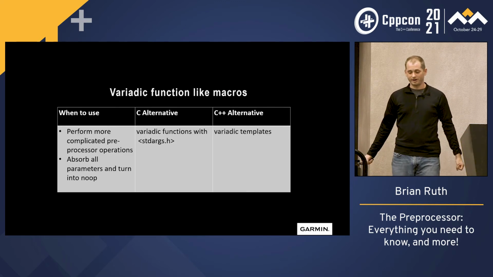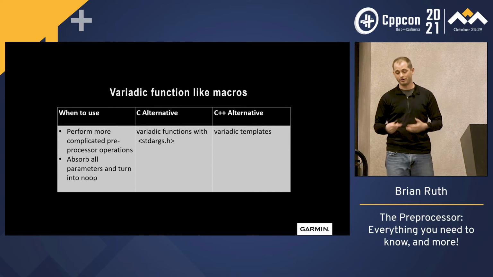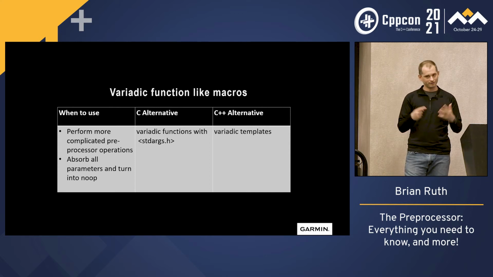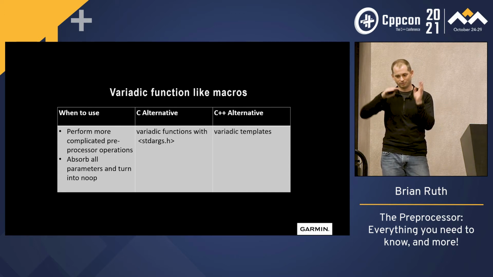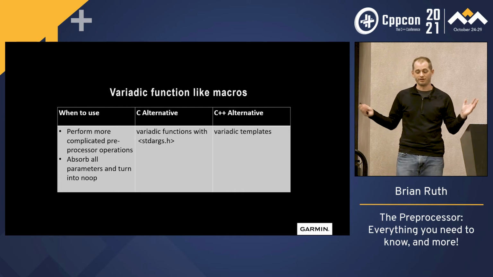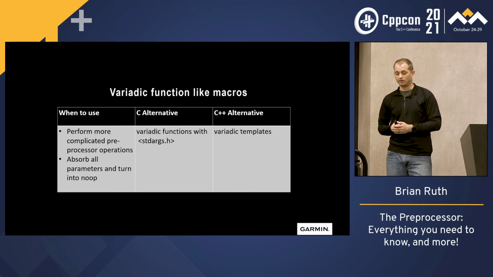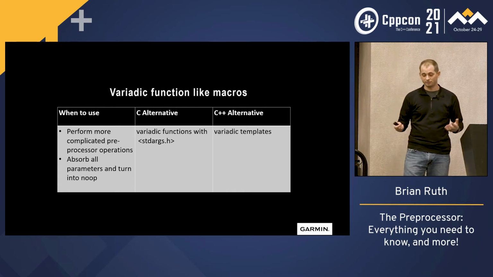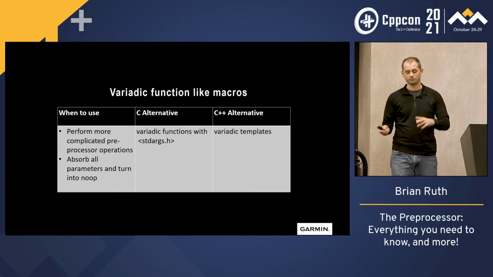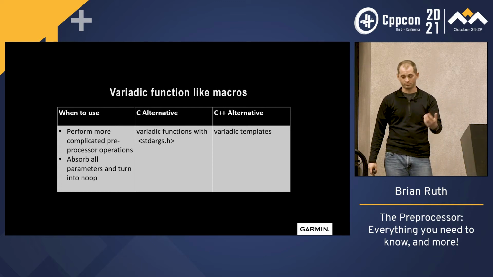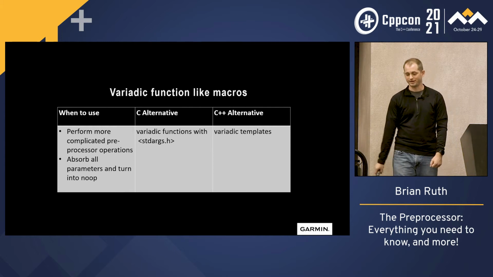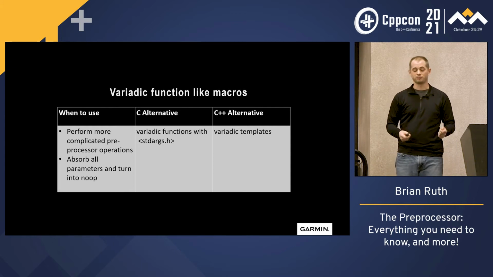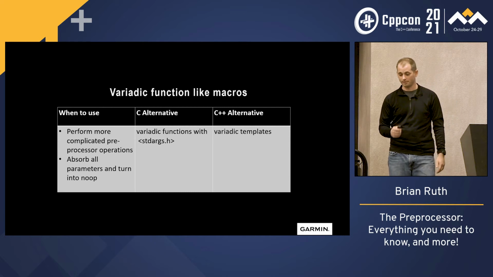So variadic function macros perform more complicated preprocessing, and you can use them to absorb arguments. If you just want to stub something out and you don't care about all the arguments and you just want to absorb everything and do nothing, you can use the ... to just stub things out. The C alternative is variadic functions with stdarg. So you can have a separate function, or use generics. Can't use generics, I'm wrong about that. Or use variadic templates in C++, which is really what this is trying to do.